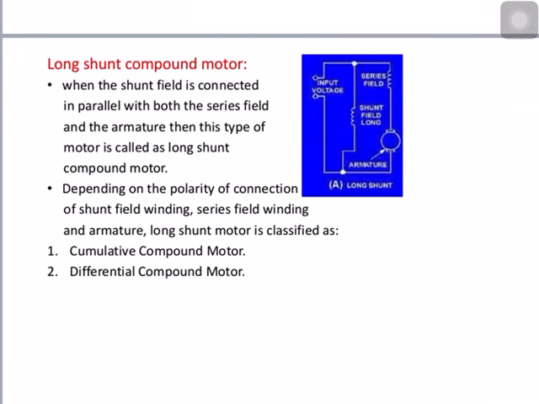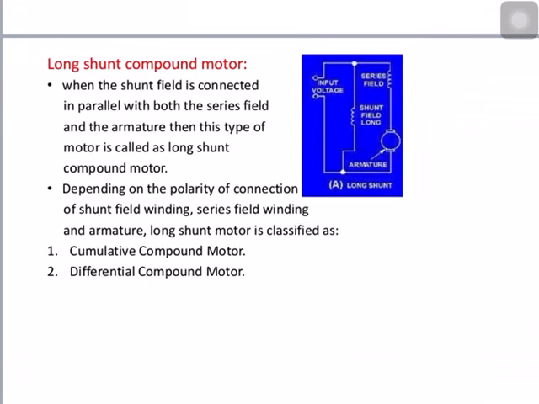When the shunt field is connected in parallel with both the series field and the armature, then this type of motor is called a long shunt compound motor. And depending upon the polarity connection of the shunt field winding, series field winding and armature, the long shunt motor is again classified as cumulative compound motor or differential compound motor.